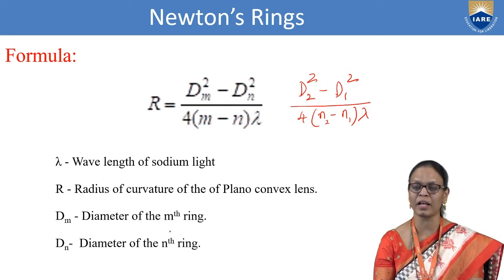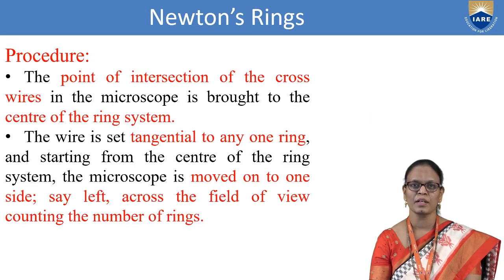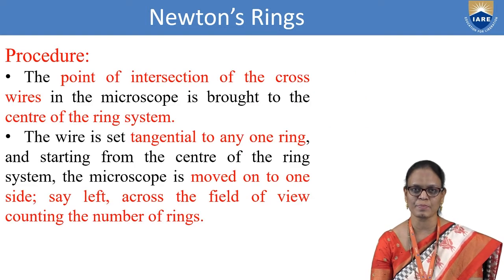So if we number them, it is (D2² − D1²) / (4(N2 − N1)λ). This is the N1 ring, N2 ring. D1 is the diameter corresponding to the N1 ring or the first ring, D2 is the diameter corresponding to the N2 ring or the second ring, and λ is the wavelength of the sodium light. Let us now see the demo of the experiment.